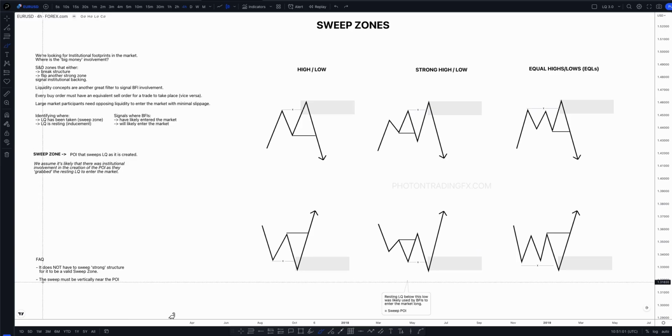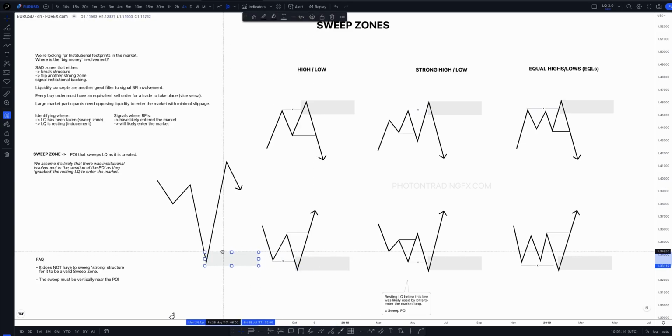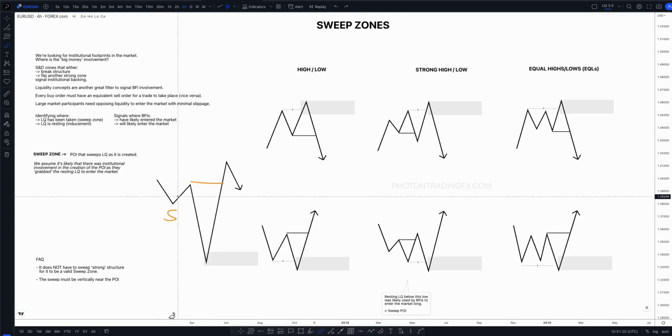Okay, and the other thing is the sweep must be vertically near the POI. So what I mean by that is, say you had a pullback like here, and then price comes all the way down, and then price comes all the way up and breaks this high. That is a valid demand zone, right? That broke this high here. But can we say that it swept the liquidity behind this low? Well, it's miles away, right? So it's probably used liquidity all the way down here. So I wouldn't say that that's a sweep zone of this level, okay? It needs to be pretty near it.